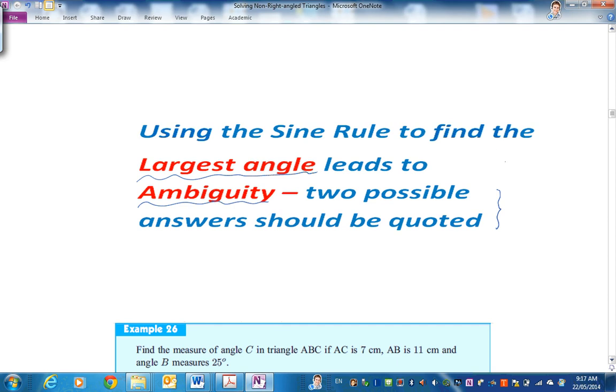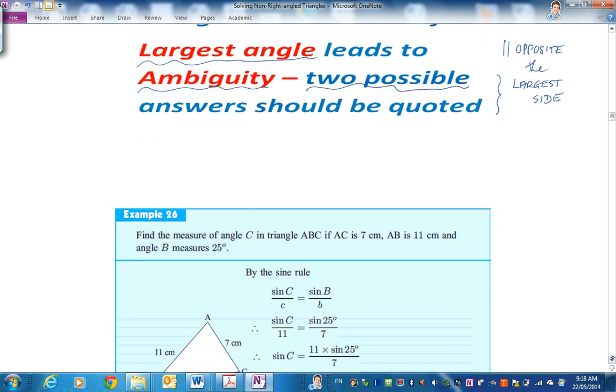And remember, the largest angle is always opposite the largest side. So if you've got a side bigger than another, and it could be the largest, then try not to use the sine rule to find that, because you have to quote 2 possible answers. It's ambiguous. Okay, you don't know which one it is. You can't go by looking at the drawing because it's not to scale. Okay, let's have a look at doing some angles now.